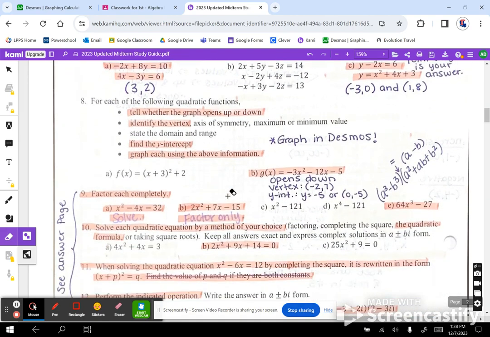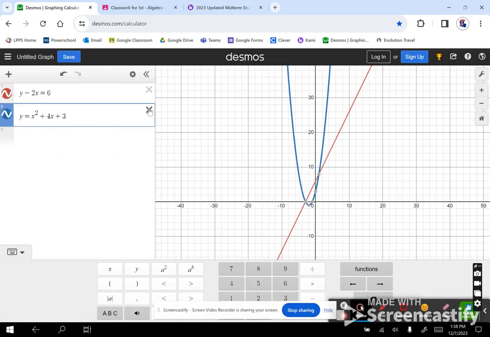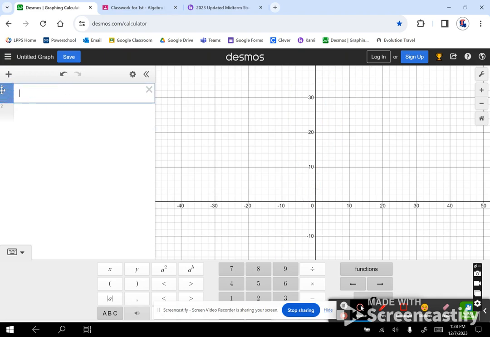All right, number 8. Tell whether the graph opens up or down, identify the vertex, find the y-intercept, and graph each using the information above. Well, to graph, use Desmos. Type this in exactly how you see it. So I'm going to go to Desmos. I'm going to type in exactly what I see in that equation. It's negative 3x squared minus 12x minus 5.